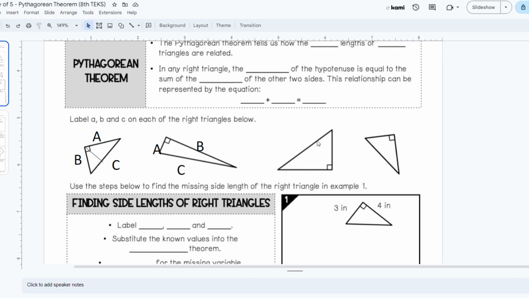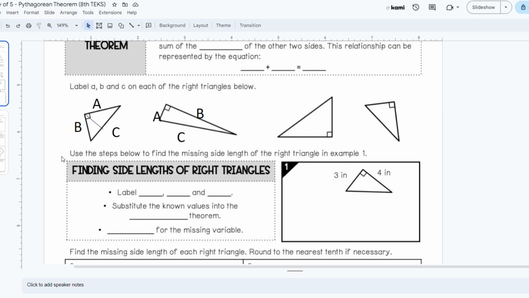Try the next two on your own, and then when you're ready, continue onward to the next part. You can pause the video and join me again when you're finished.